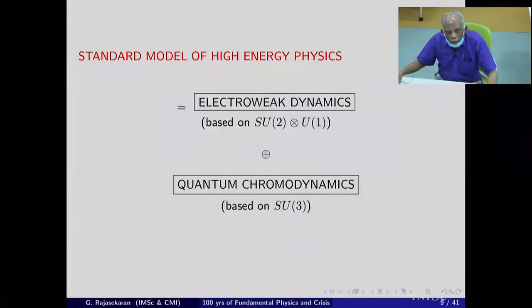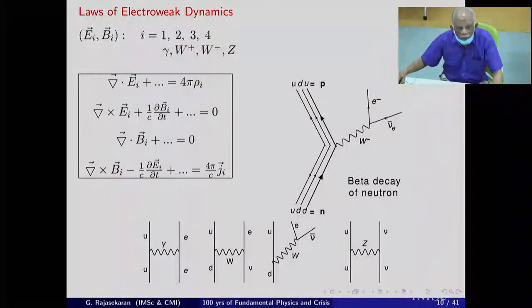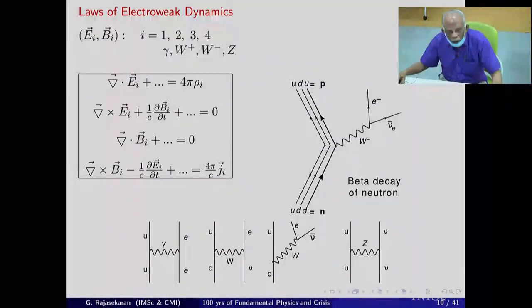Now, what about the dynamics of these four electroweak fields? And that is given here in this box. You can see they are very similar to Maxwell's equations. In fact, in the way I have written, if you forget the dots, which I will explain later, they are exactly the same as Maxwell's equations. It is in that sense they are generalized Maxwell's equations, except for the index I, which is coming on both sides of the equation. Now, the role of all these particles is indicated further here.